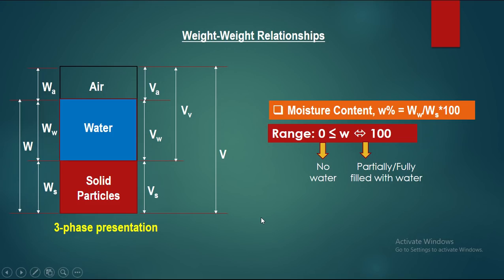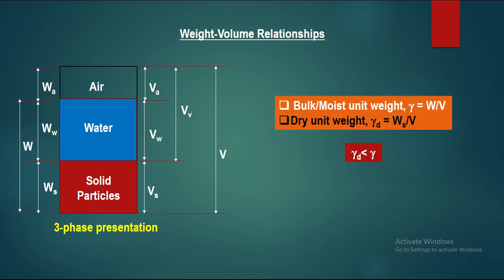Okay, right. And now we have one definition, in fact 2 definitions, which will involve weight volume relationships. So here in these definitions we will have both weight and volume. The first one is bulk or moist unit weight, that is denoted by gamma and is equal to W by V. That is the ratio between the total weight and total volume. So that involves everything, I mean, solid particles, water, and air.